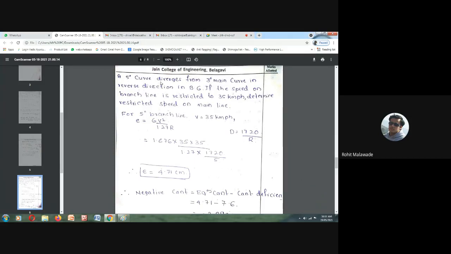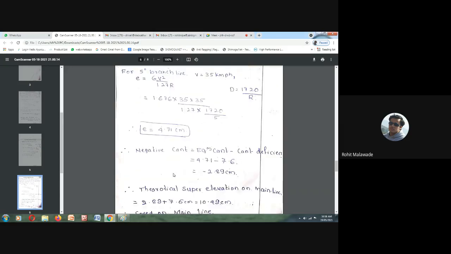Now, a 5-degree curve diverges from a 3-degree main curve in a reverse direction in a broad gauge. If the speed on a branch line is restricted to 35 kmph, determine the restricted speed on the main line. They have asked you to determine the speed on a main line, so I should calculate the super elevation and the speed on the branch line.